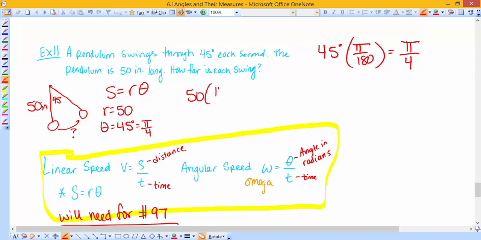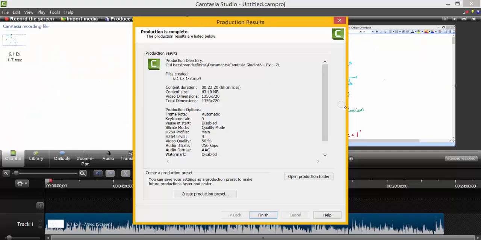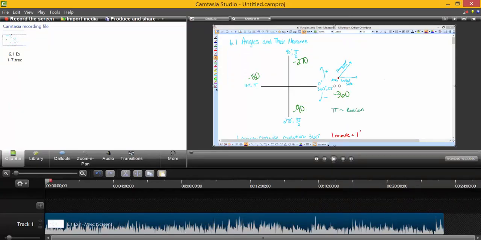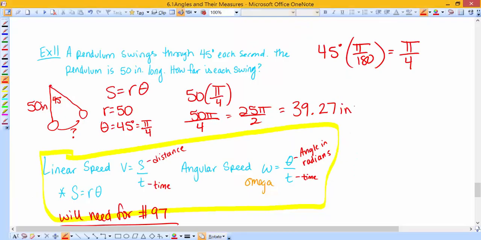So 50 times pi over 4. This is 50 pi over 4. 2 goes into both 50 and 4, which is 25 pi over 2. Or you can write this as a decimal. So 25 pi divided by 2 gives us 39.27 inches.